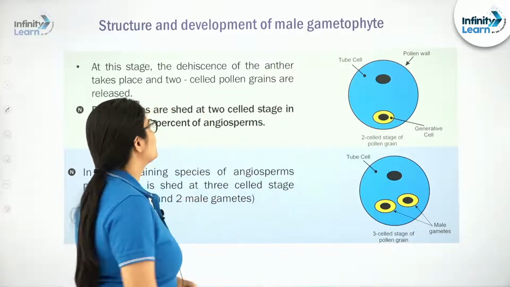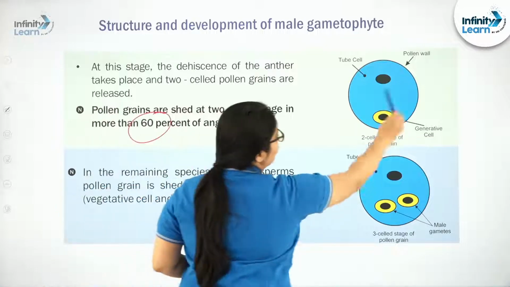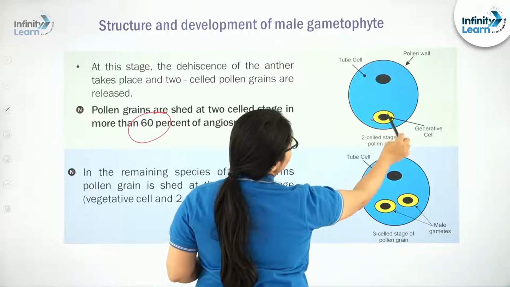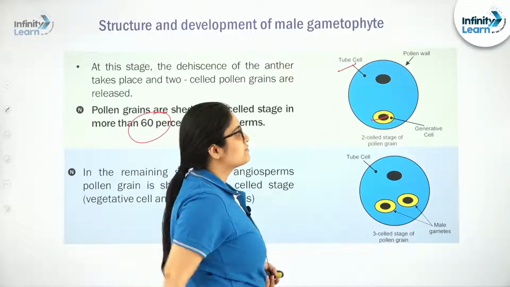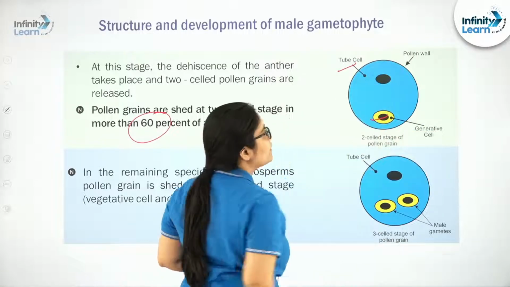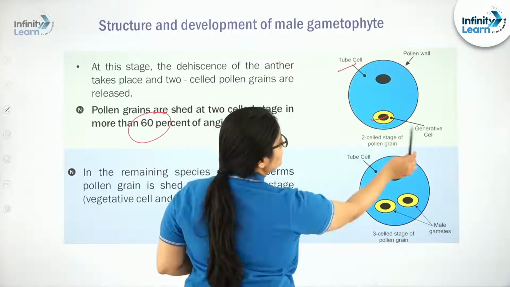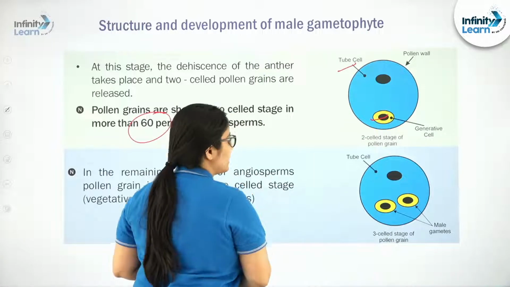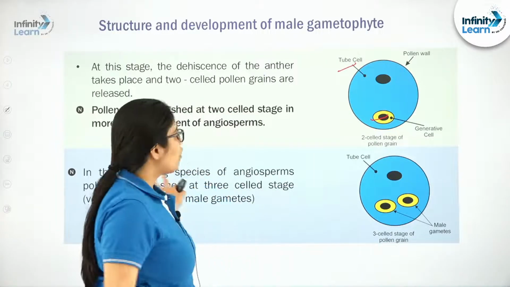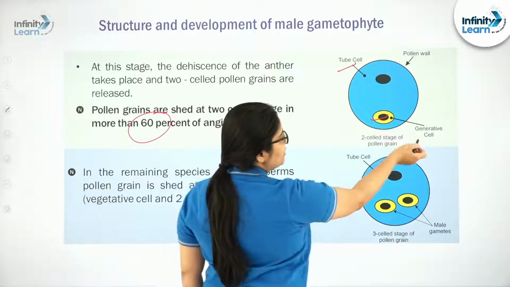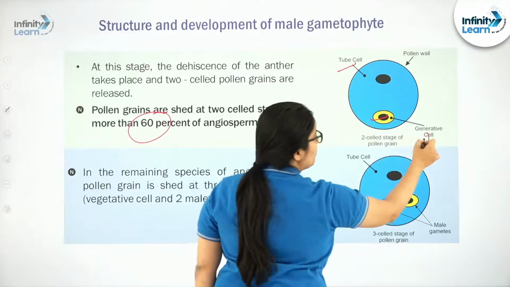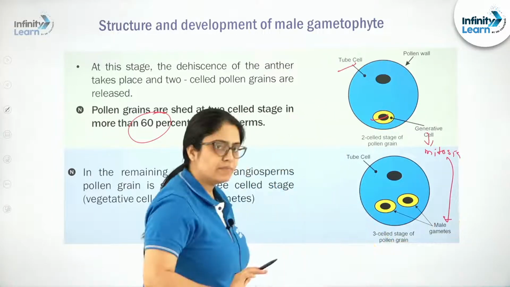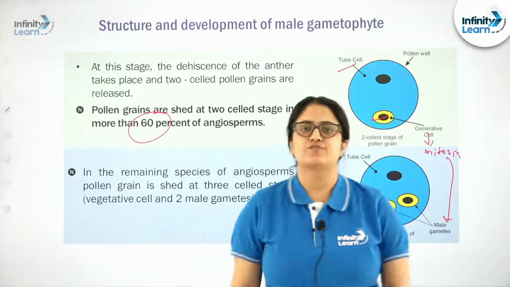So, in 60% of the angiosperms, the pollen grain looks like this, right. They have a generative cell and a tube cell or vegetative cell, and after pollination, during the germination of the pollen grain, the generative cell or its nucleus will undergo mitosis and form 2 male gametes. In the remaining 40% of angiosperms, the generative cell undergoes mitosis before pollination and forms 2 male gametes before pollination. I hope this is clear to all of you.